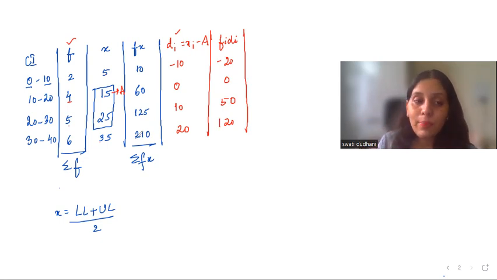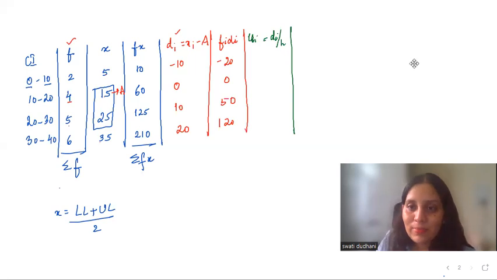Now coming to the step deviation method. In step deviation method, what do we have? u is introduced. What is u? u is equal to di by h.